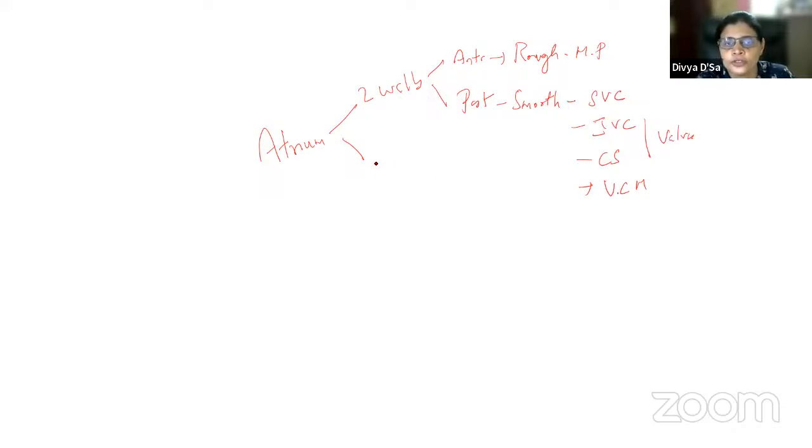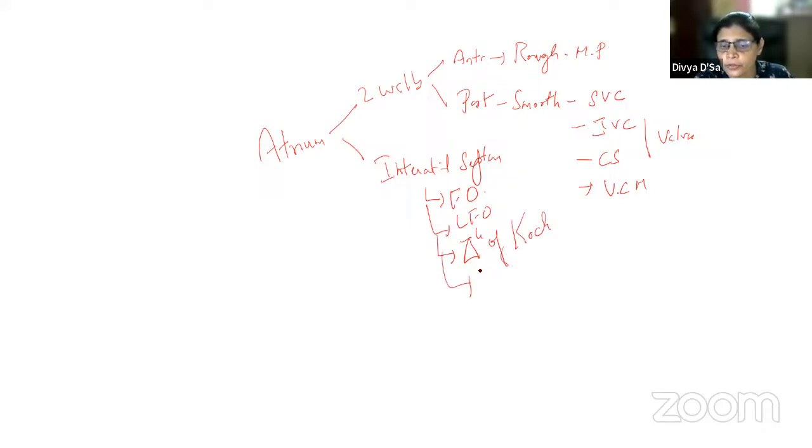Then you also talk about the interatrial septum. So what features will you see? There you will see the fossa ovalis, then the limbus fossa ovalis, then the triangle of Koch, then the tendon of Todaro, and then we also see which one? Torus aorticus. So this much you need to write.